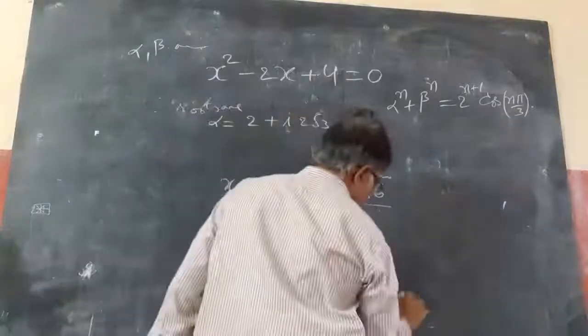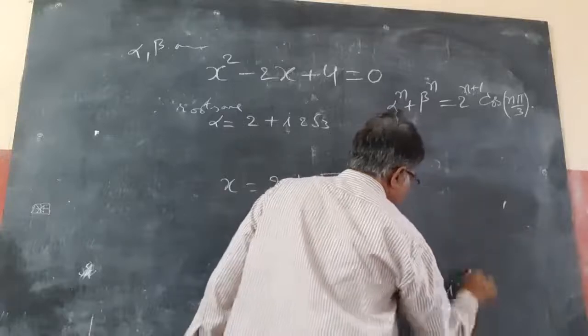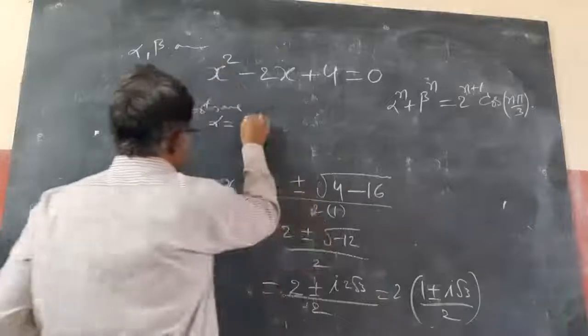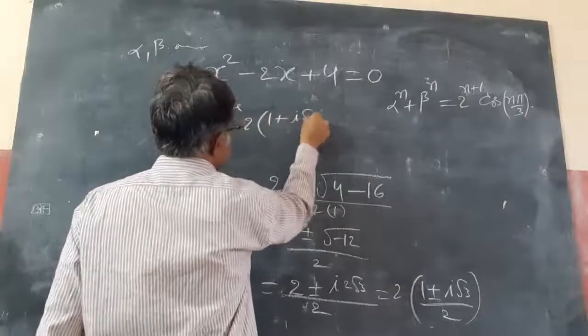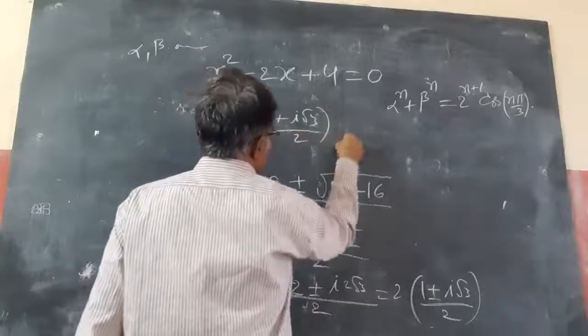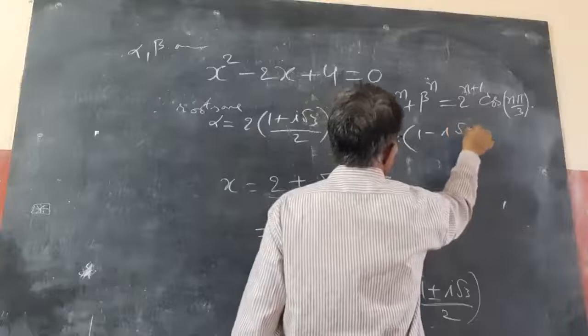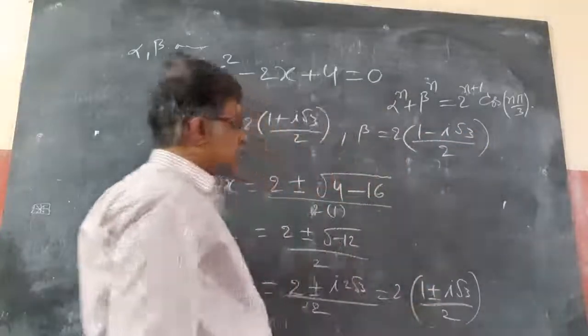Better I will take 2 common also. It becomes 1 plus or minus i root 3 by 2. Direct method, so I can take 2 common. So alpha is 2 into 1 plus i root 3 by 2, and beta equal to 2 into 1 minus i root 3 by 2. 1 plus or minus i root 3 by 2 means one is plus, the other is minus.